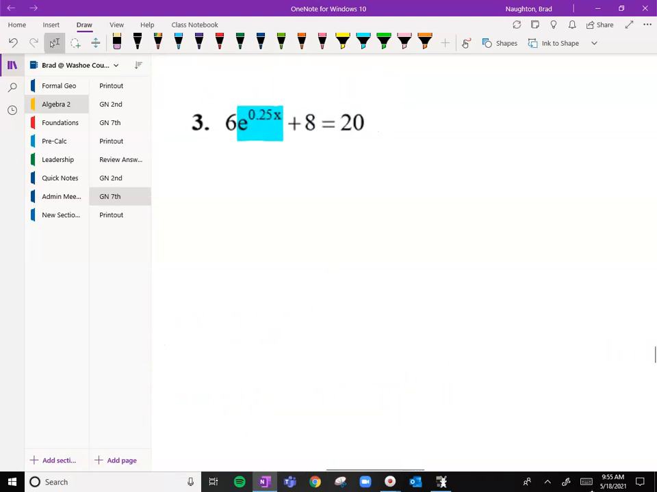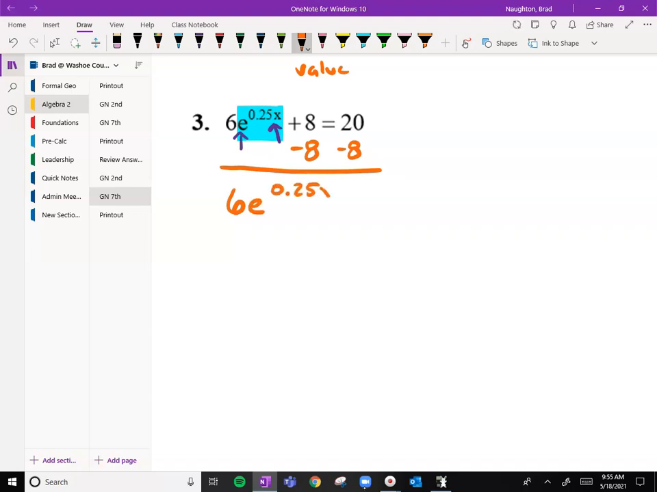So we said variable term, but that variable term does not include this a value that's in front of it. It is just your base, which in this case is the e, and then your exponent. All this is going to be our exponent term, okay? That 6 is going to be an a value, if you remember from our graphing. So we're going to go ahead and move that around, okay? So let's go ahead and minus 8 first. You're always going to do the adding and subtracting first. So 6e to the 0.25x is equal to 12.